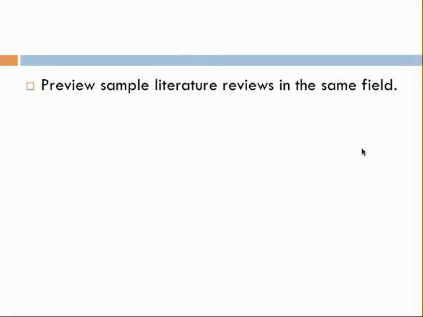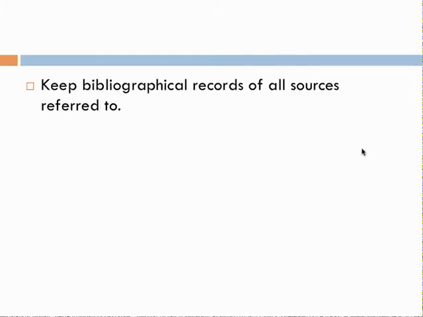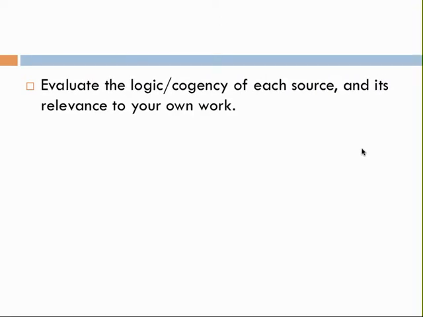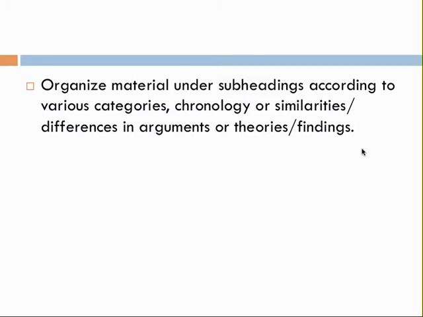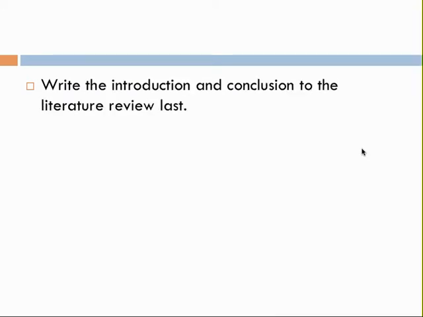You know what? Google literature review and social science, and you'll come up with tons of samples. Or, do sample lit review, social sciences, and you'll find some. Make sure you have relevant sources, keep a good bibliography, read each of the sources, and evaluate them, organize them into those themes that we mentioned before. Write a mini introduction, a series of paragraphs for each theme, and then a mini conclusion. And you're great, you're done.